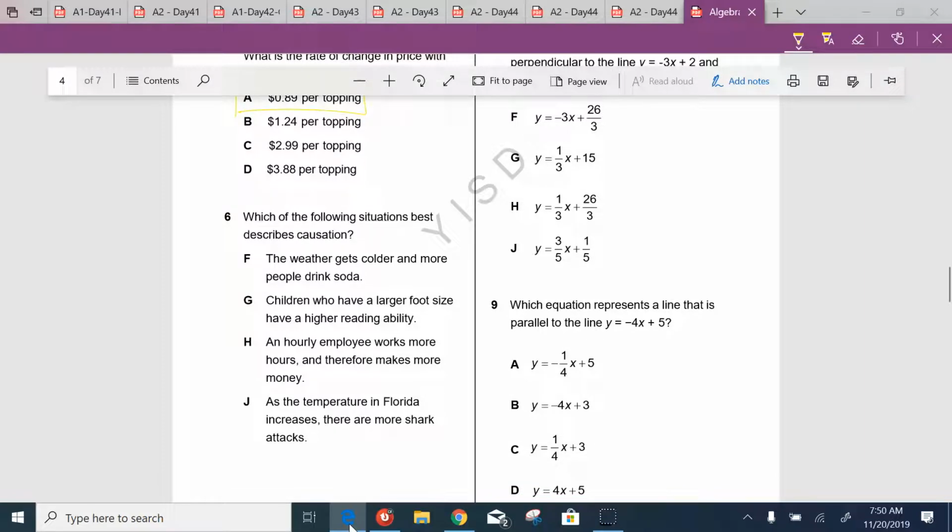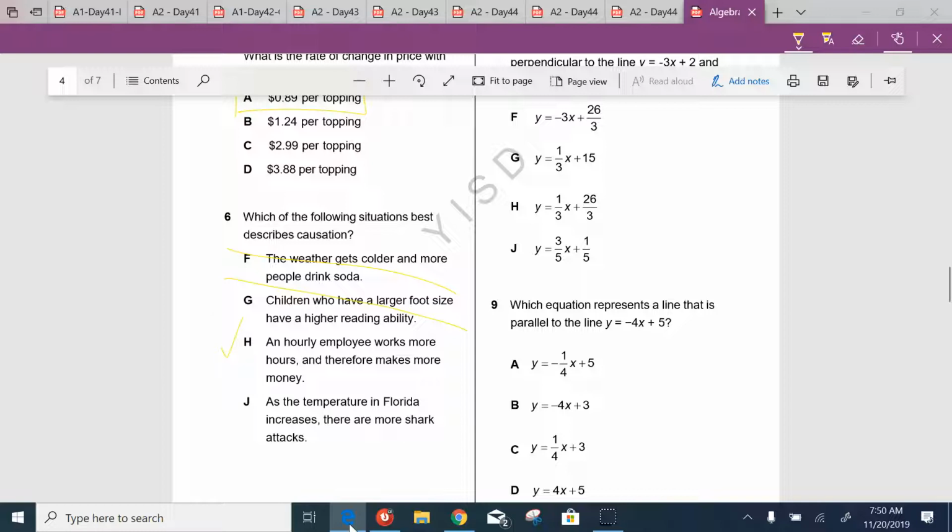Number 6, which of the following situations best represents causation? Causation is more like cause and effect, so you gotta think logically and rationally. Choice F, weather gets colder and more people drink soda. No relationship there, so we take that out. Choice G, children who have a large foot size have higher reading ability. No correlation or association there. Choice H, an hourly employee works more hours, therefore makes more money. This seems to make sense. Let's check the last one.